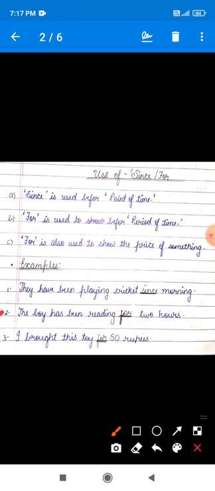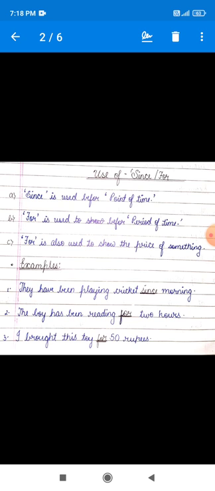Now see the third example. I bought this toy for 50 rupees. How many rupees? 50 rupees. So dear, I have told you when we show the price of any article, before the price of that article we use preposition for. So here we have shown the price of the toy, and the price is 50 rupees. That is why before the price of the toy we have to use preposition for. I hope you have got my points very well.